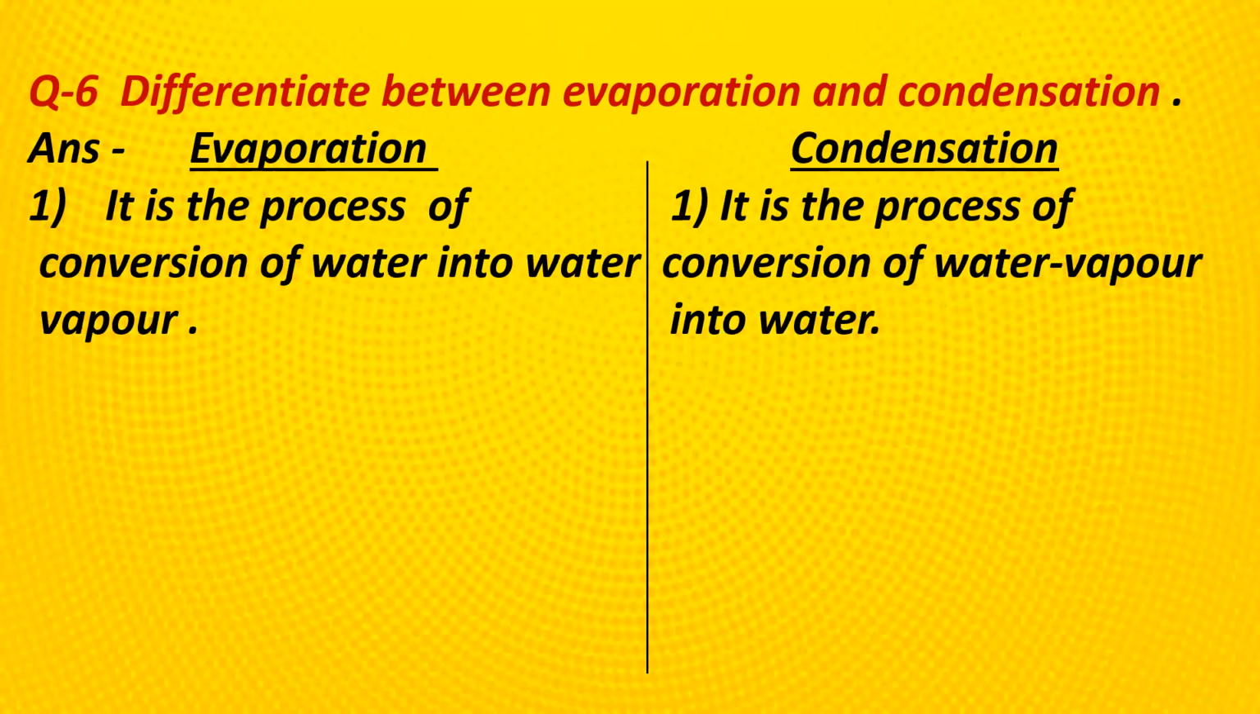I repeat, in evaporation, liquid water is converted into water vapor. Water is the liquid form of water. Water vapor is the gaseous form of water. So here, the liquid form of water is changed into gaseous form. But condensation is the process of conversion of water vapor into water. In condensation, water vapor changes into water. Water vapor is the gaseous form and water is the liquid form. In condensation, the gaseous form of water is converted into liquid form.